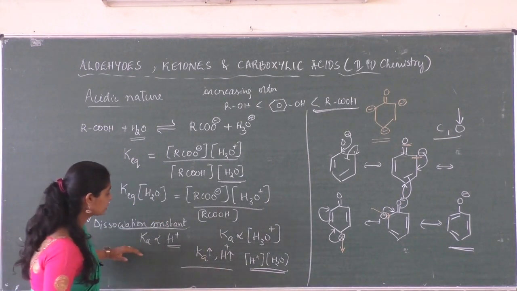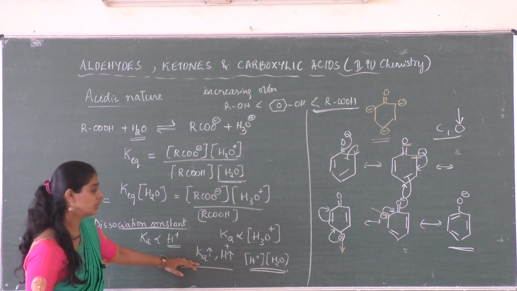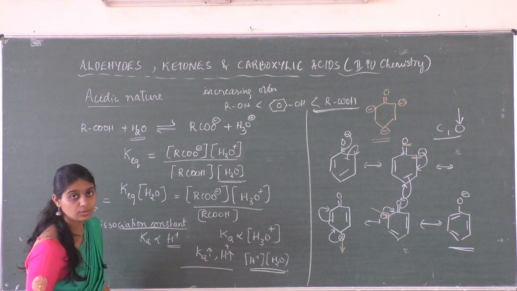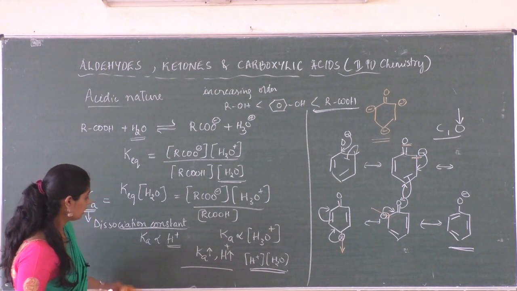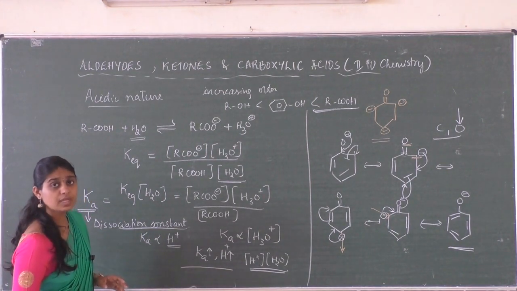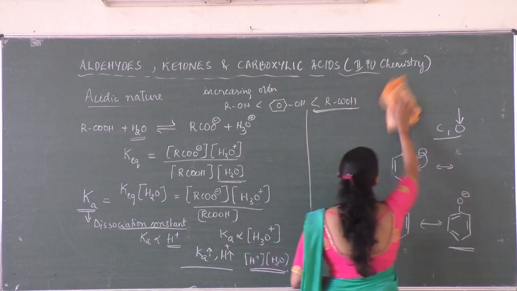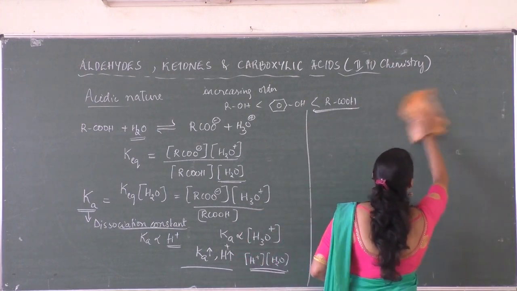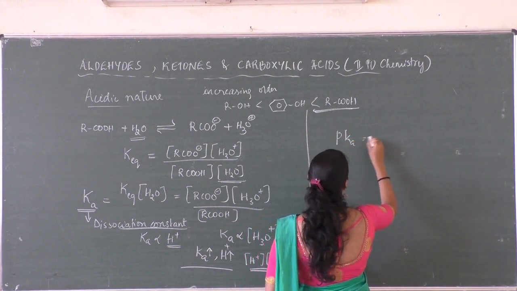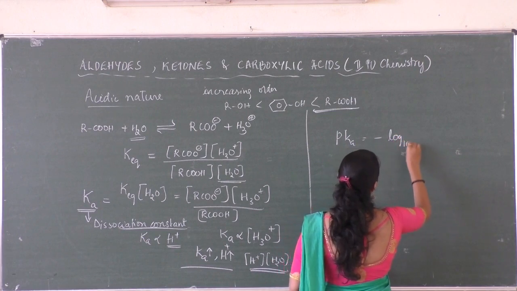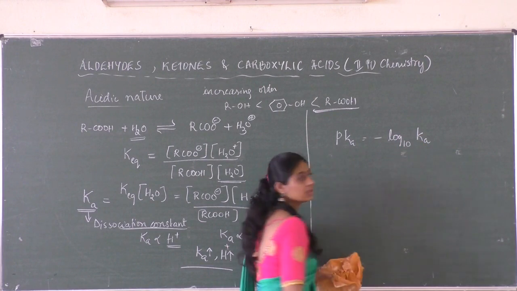Usually the acidic strength is not expressed in Ka. Instead, in the problems they are going to give you the pKa value. So that means this Ka value needs to be written in terms of pKa value. So how to obtain pKa? In a similar way to the pH value, pKa is equal to the negative logarithm to the base 10 of Ka. So Ka will be the dissociation constant.